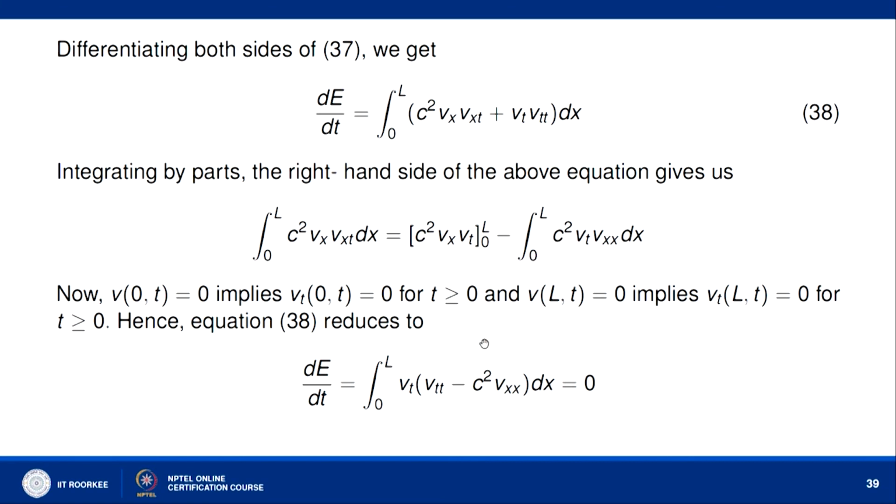So, if we take this v_t term out, because here we have v_t v_xx and here it is v_t v_tt, we can write v_t times (v_tt minus c squared v_xx). Now, v is a solution of the homogeneous problem, so v_tt minus c squared v_xx has to be 0. Since v is a solution of the homogeneous problem, this dE/dt is coming out to be 0. So, it means that E is constant with respect to time t.